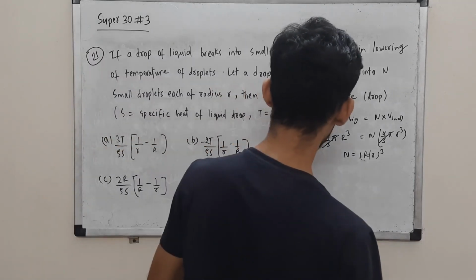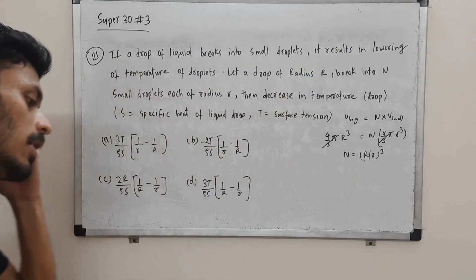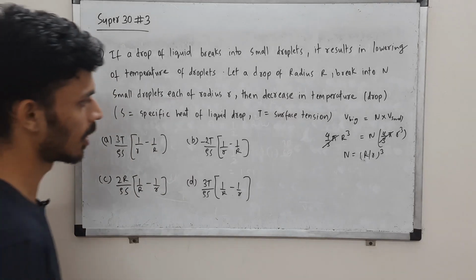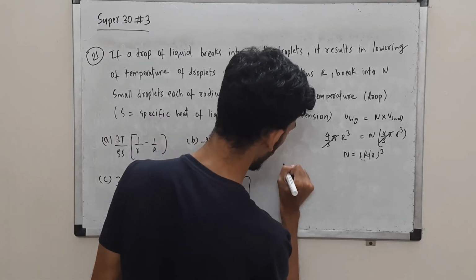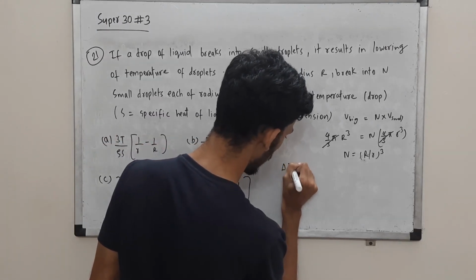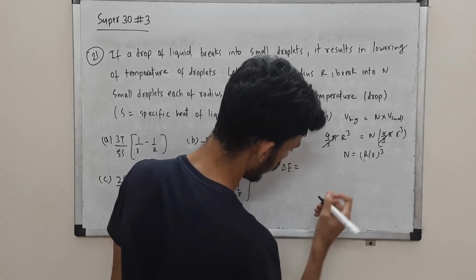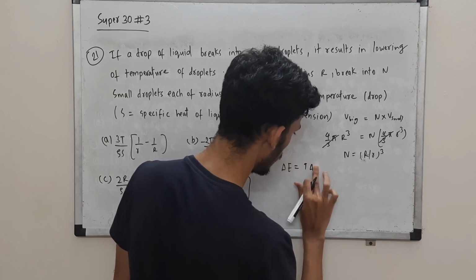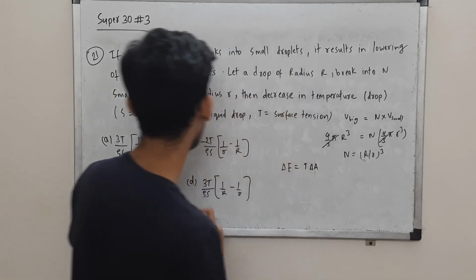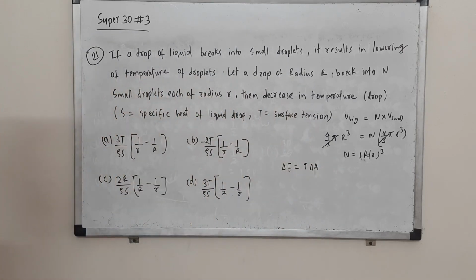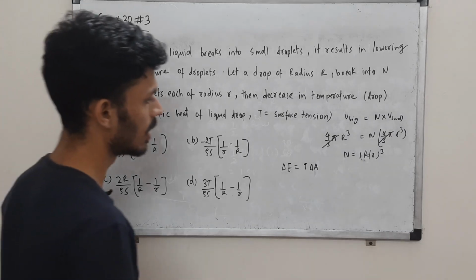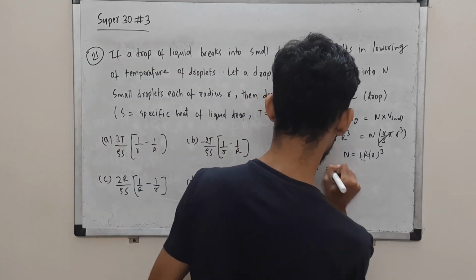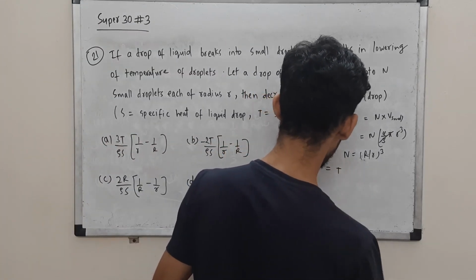Now this lowering in temperature is due to surface energy. How is that defined? That energy is basically your surface tension times area. I'll use A because S is used for your specific heat. So this surface energy will be T times the change in surface area.